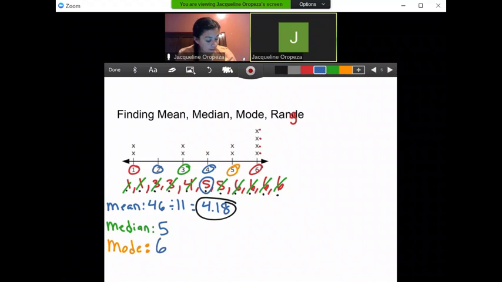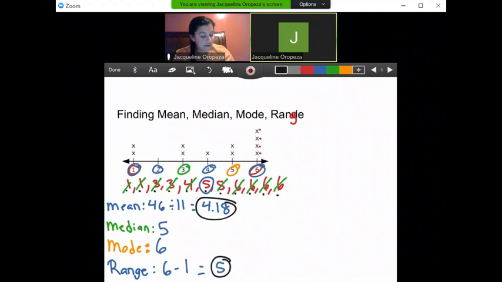And my last one, my range. If we go back to our vocabulary word, range, the range is the difference between the greatest and the least number. So my greatest number is 6. My least is 1. So we have to go 6 minus 1 is 5. So the range is 5.